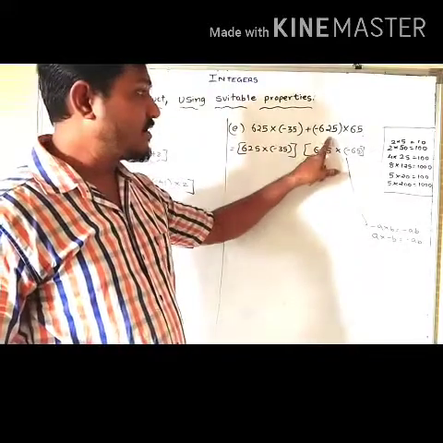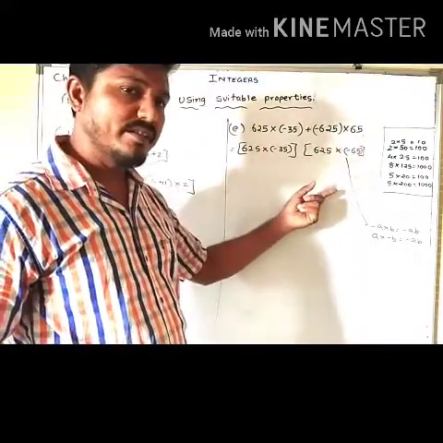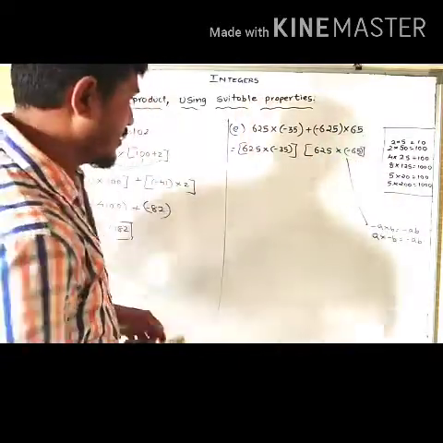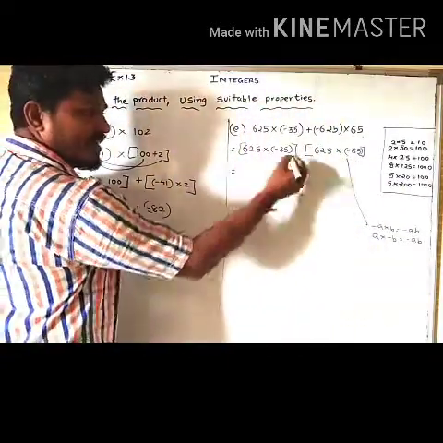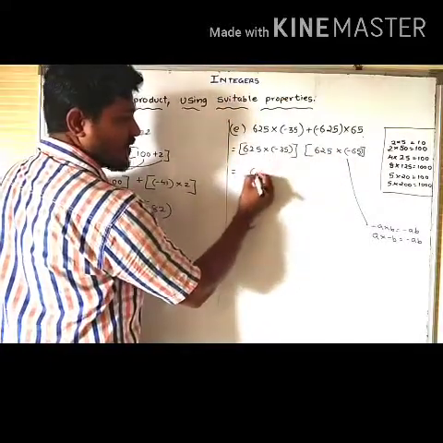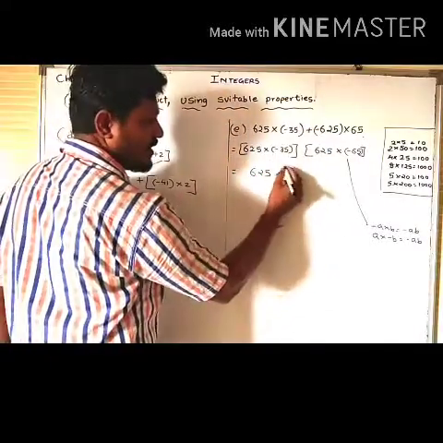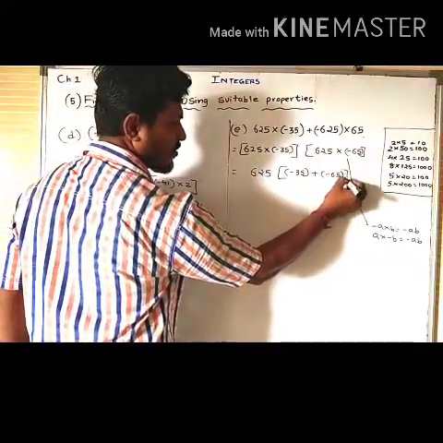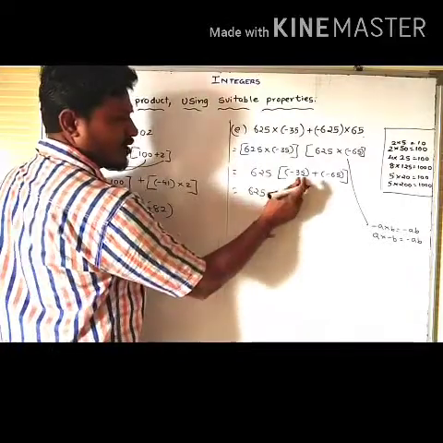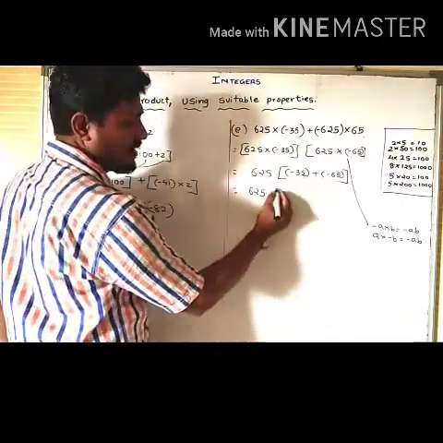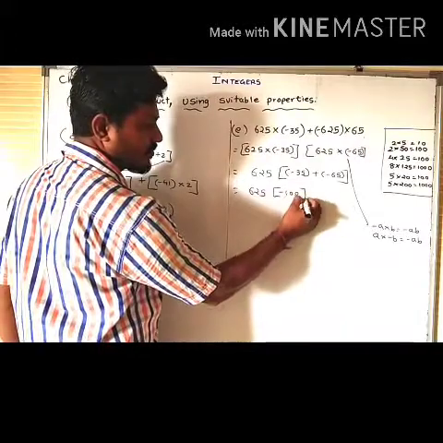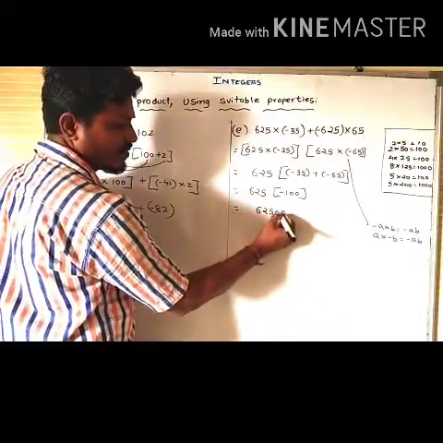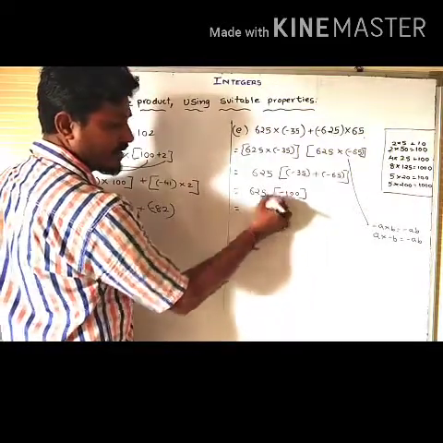So here also, negative 625 into positive 65, the value will be the same as positive 625 into negative 65. Now you can easily find it. You can take this 625 as common and these two values will go inside the bracket. Sum of two negatives, you have to add, but the value will be negative. See, the multiplication becomes easier. 625 into 100 is 62,500, that is negative.